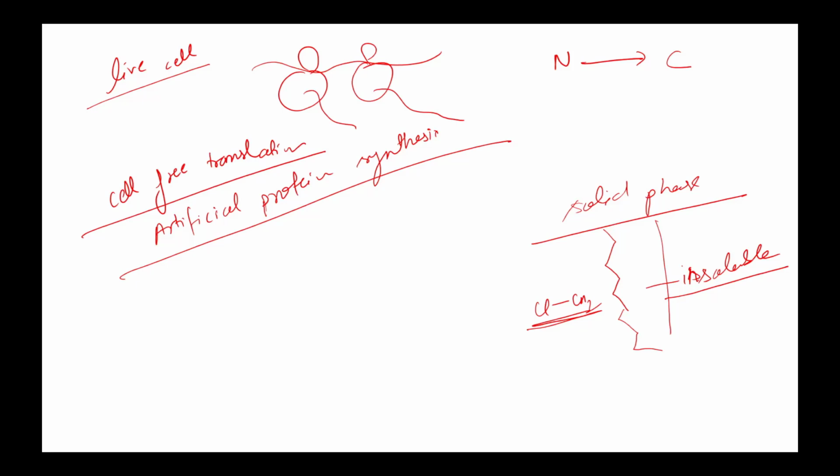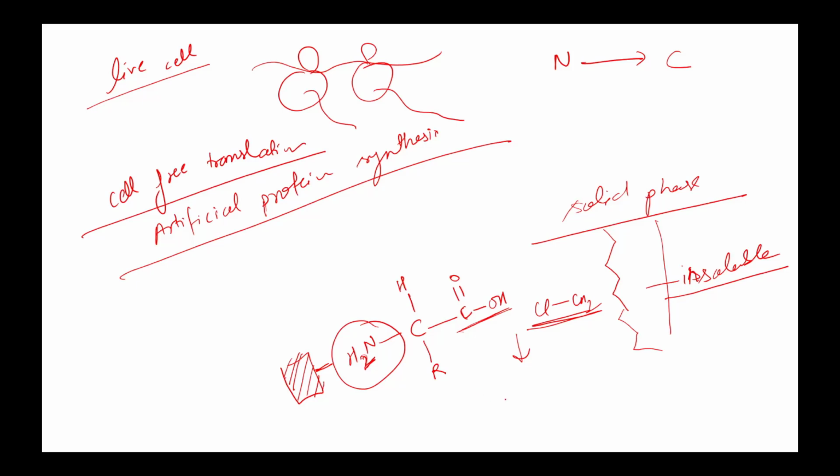The first amino acid being provided has a carboxy terminal and an amino terminal. For artificial protein synthesis, or Merrifield solid phase protein synthesis, this amino terminal is blocked, so this particular end is free. Further to this solid phase, they make an ester bond.